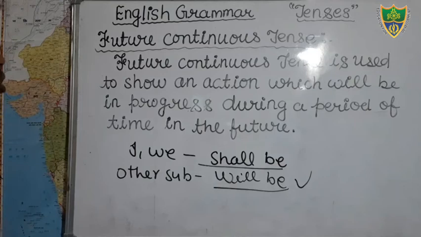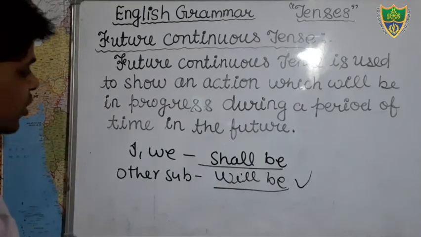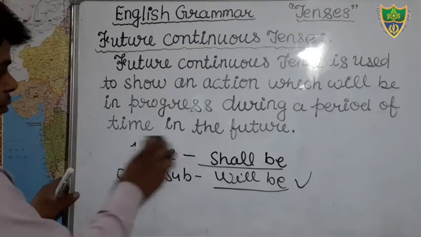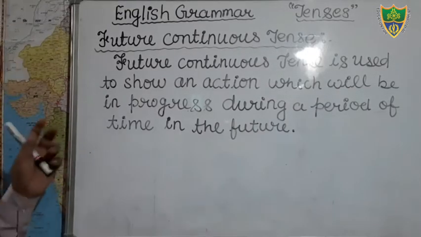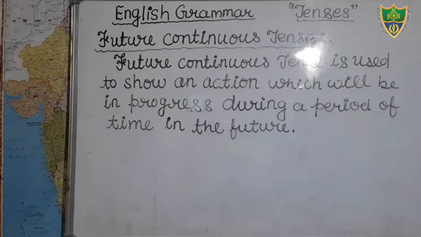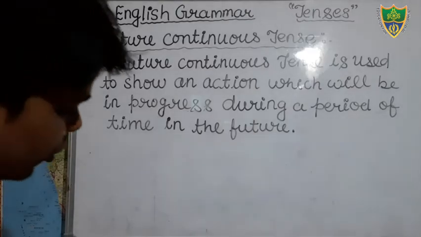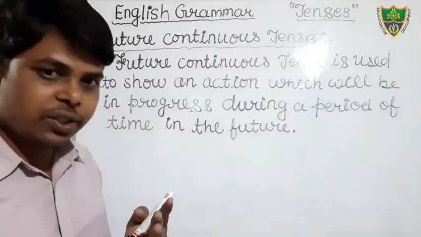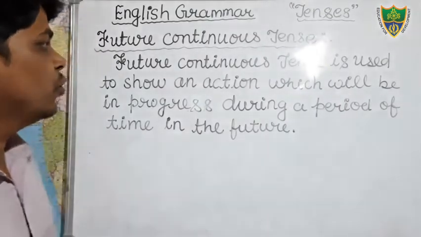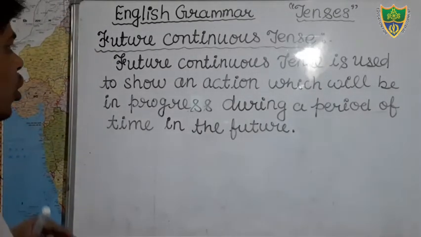Okay, so just write down the meaning of future continuous tense in your notebook. Future continuous tense is used to show an action which will be in progress during a period of time in the future. Okay students, now we will discuss the formation of future continuous tense. I'm going to erase it. I hope that you all have written.